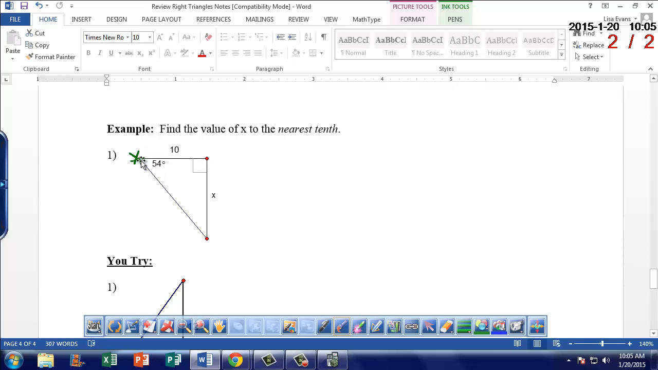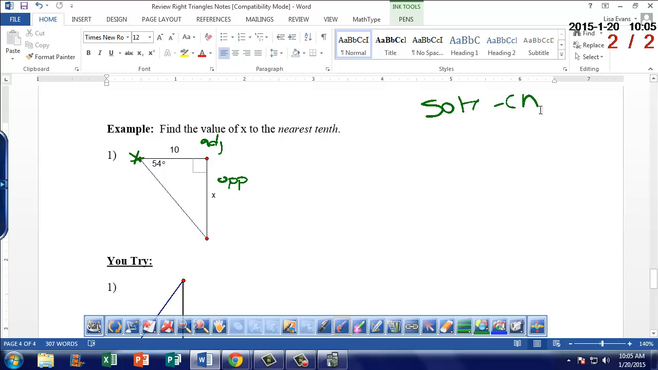In relationship to the angle I was given, this is my opposite side, and this is my adjacent. So which trig function, SOH CAH TOA, has to do with opposite and adjacent? That would be tangent. So I'm going to do the tangent of my angle, which is 54 degrees, and I'm going to set it equal to the opposite first over the adjacent. Okay, our next step is to actually calculate what the tangent of 54 degrees is.